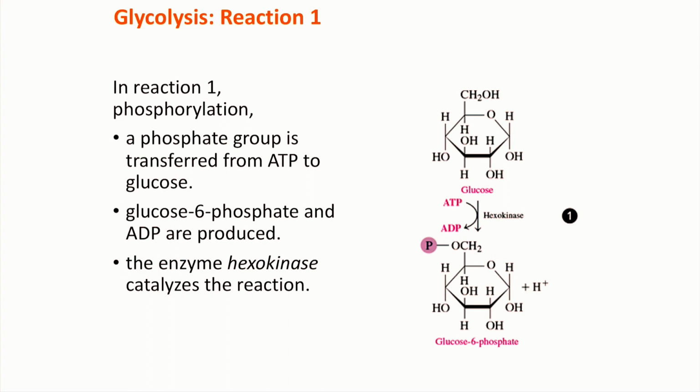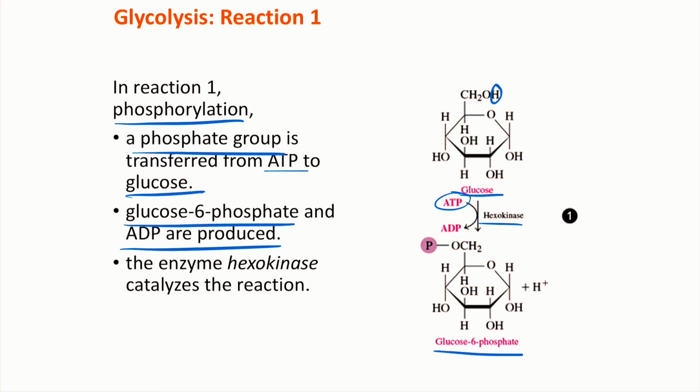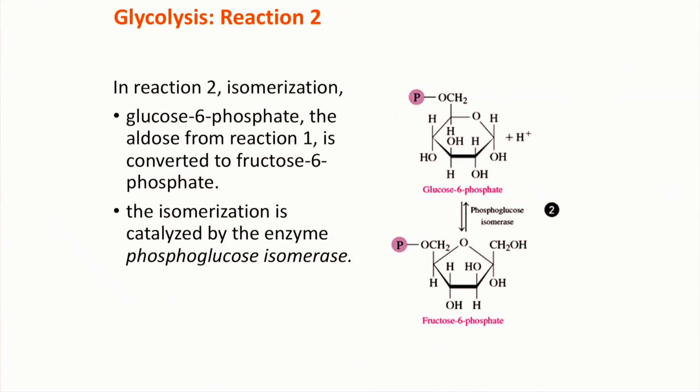So let's start with the first reaction in glycolysis, which is the phosphorylation reaction. The phosphorylation reaction uses the enzyme hexokinase, where the hexokinase enzyme uses an ATP molecule and converts glucose into glucose 6-phosphate, attaching a phosphate group in place of the hydrogen on the 6th carbon. That's why it's named glucose 6-phosphate. So a phosphate group is transferred from ATP to glucose, and glucose 6-phosphate and ADP are produced. We use the enzyme hexokinase to catalyze the reaction.